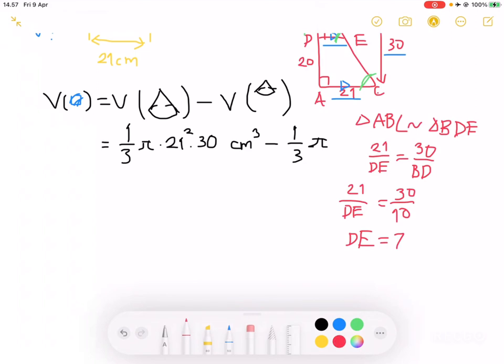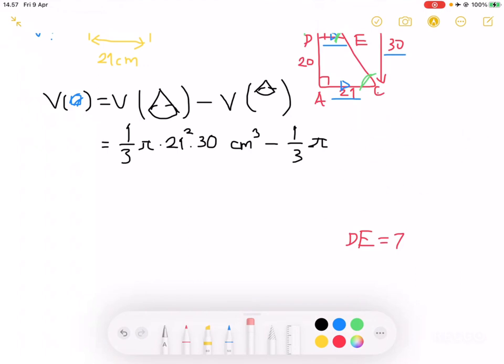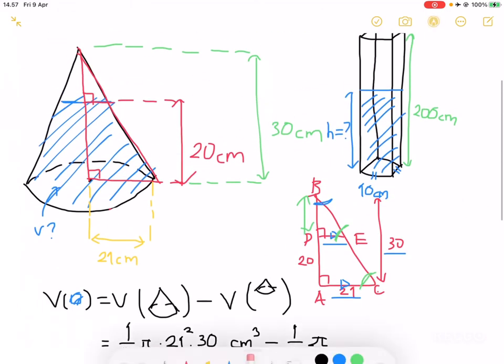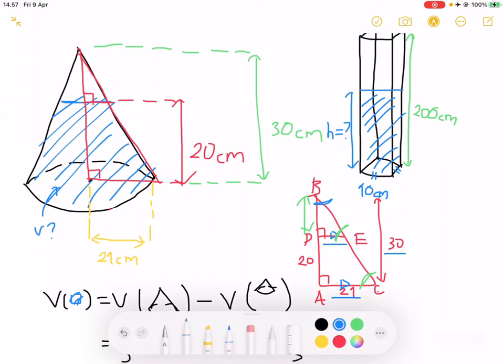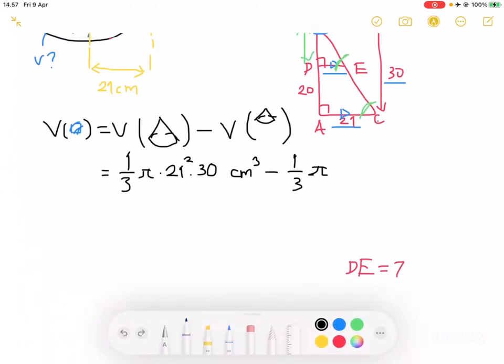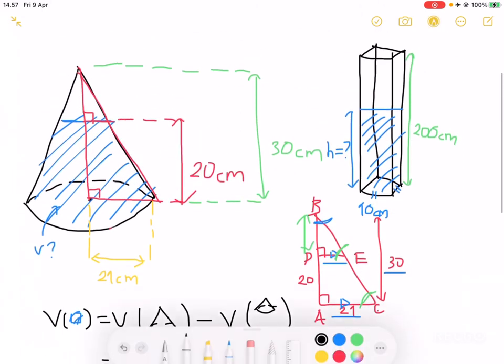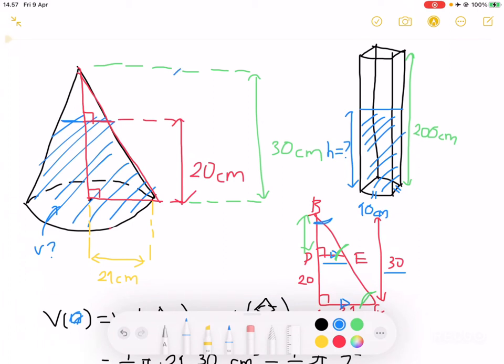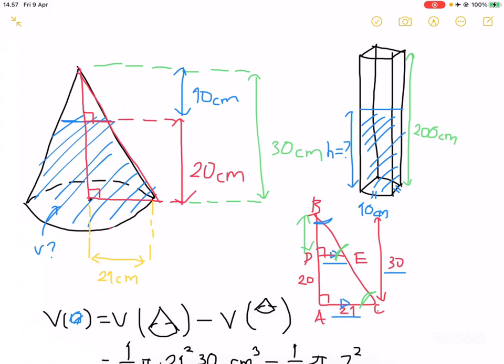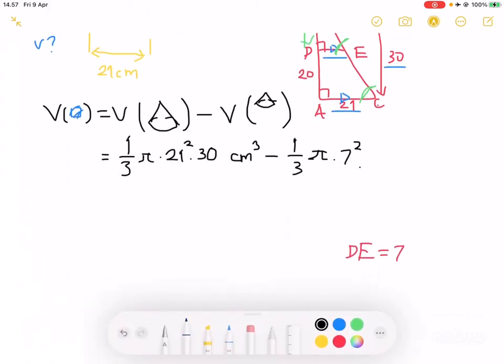So that is pretty good. So let's just write that in our formula. So remember that length DE is actually the radius formed by the surface of the water in the cone. So that will be 7 squared times our height for our cone, which will be, again, just like we calculated last time, this will be 10 centimeters. And I'll just extract the units on the front.